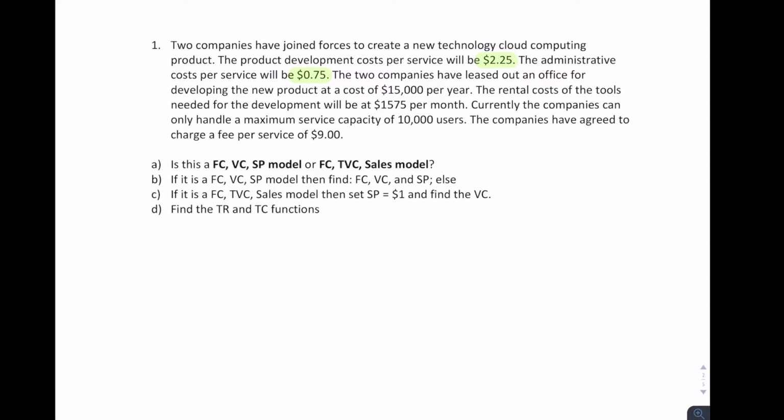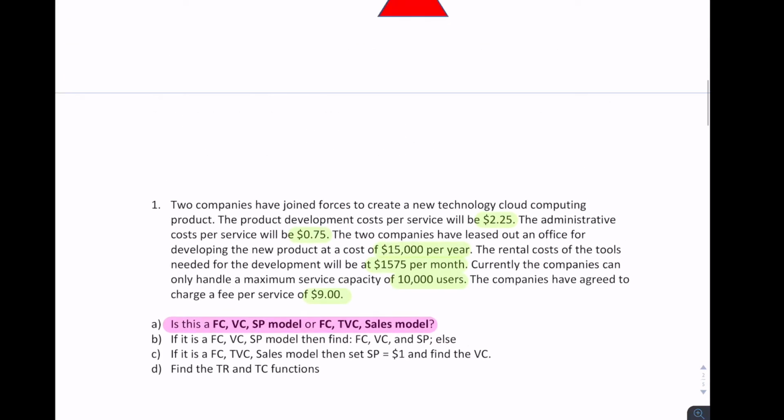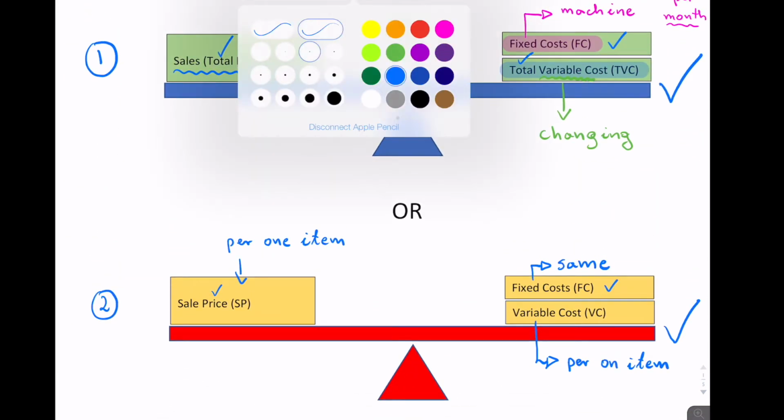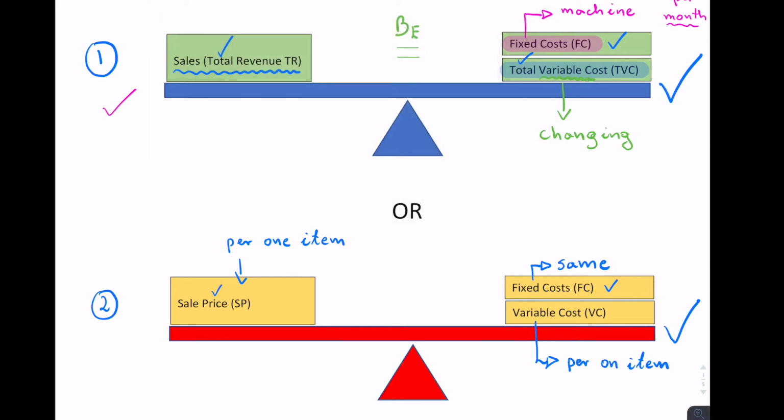So now if I take all the numbers that I see, and I'm just highlighting them, now what I want to do is, if I read this, are these numbers that they're giving me per one item or per one service, or are they totals that they provide? And the first question that you see here is: is this a fixed cost, variable cost, selling price model type of question, or is it a fixed cost, total variable costs, and total sales model? Meaning, is this the model where they give us all totals, or is it the per one item model?